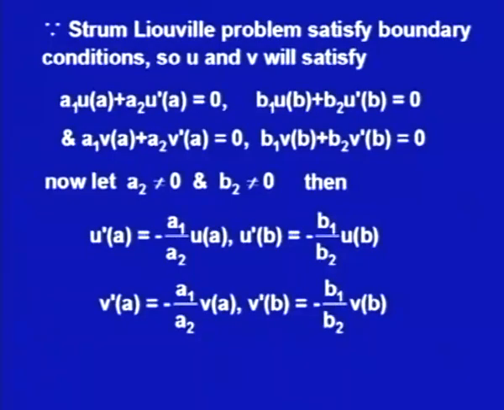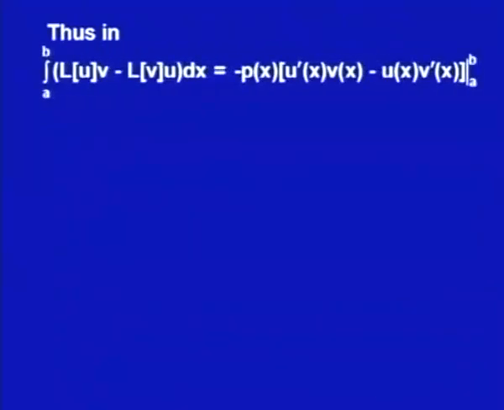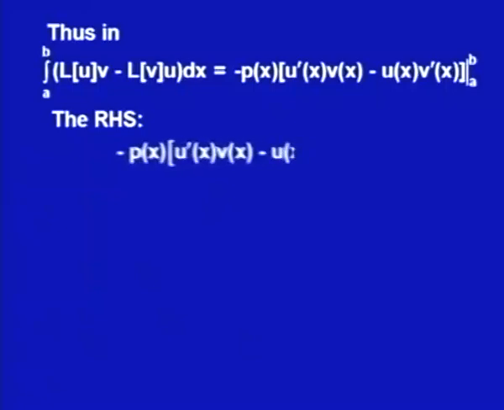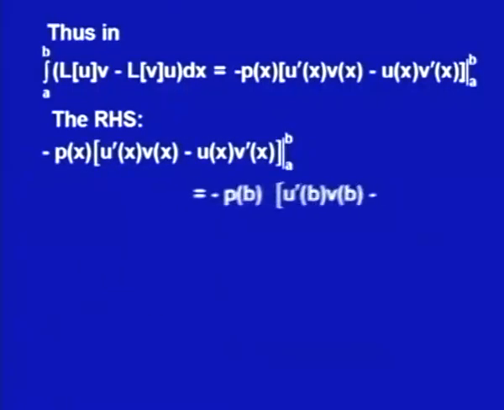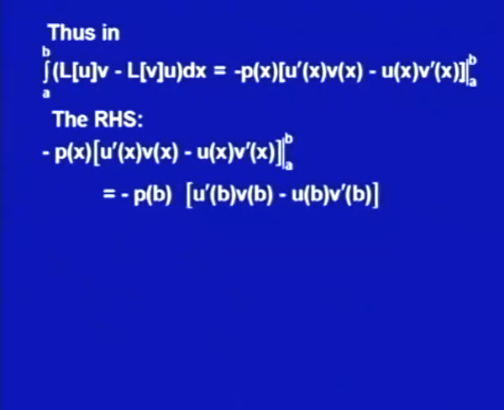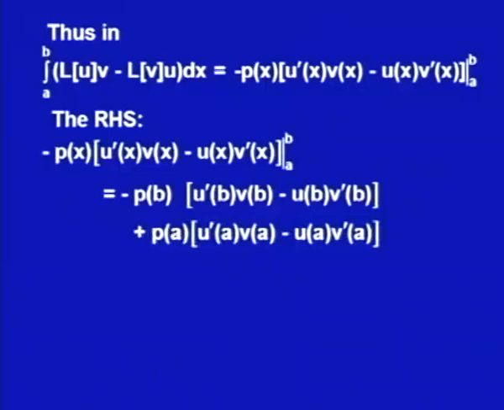Now, let us come back to our Green's property, which says that the integral a to b of luv minus lvu dx is minus px u dash x vx minus ux v dash x, evaluated from a to b. Now, on the right hand side we are just putting in the values, that is evaluation. So, it would be minus pb u dash b v b minus u b v dash b plus p a u dash a v a minus u a v dash a.